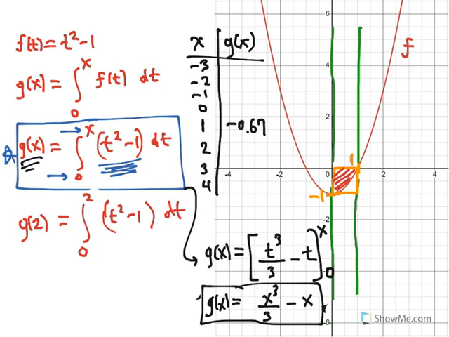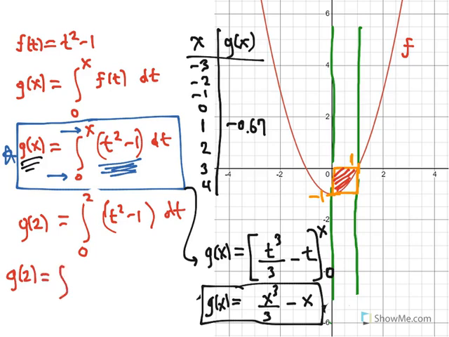So we interpret g of 2 as the area between the graph of f and the horizontal axis, the t-axis, between t is equal to 0 and t is equal to 2. So we already found the area between the graph of f and the t-axis between t is equal to 0 and t is equal to 1. So we can actually use a property of definite integrals to make our work a little bit less.